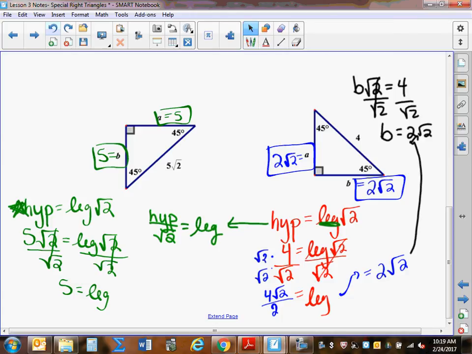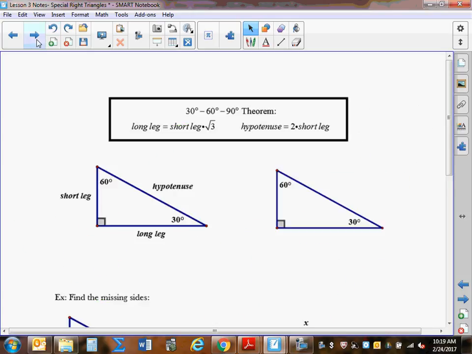So now flip it over to the back side. This is our other special right triangle. This is what we call the 30, 60, 90 triangle. This is a right triangle that has angle measurements of 30 and 60. So in the 30, 60, 90 triangle, your short leg is opposite of the 30 degrees, and your long leg is opposite of the 60 degrees.